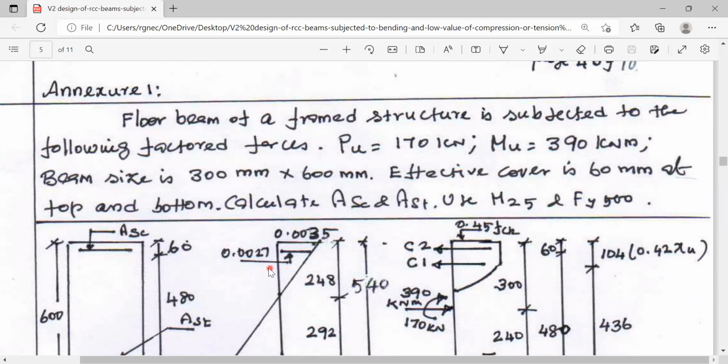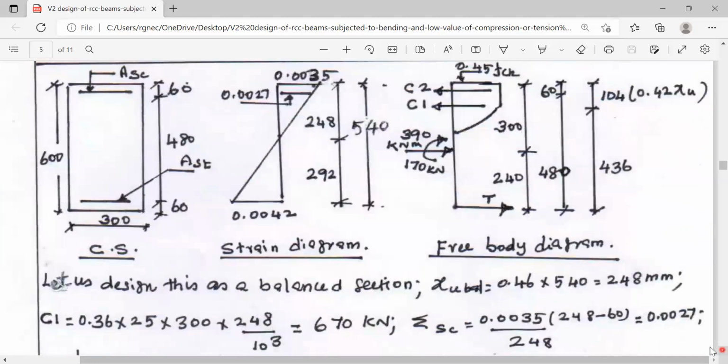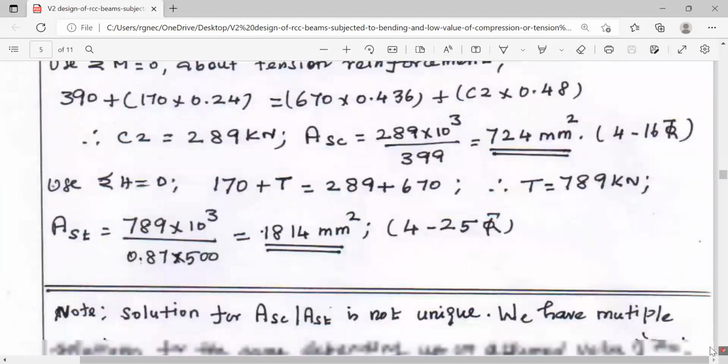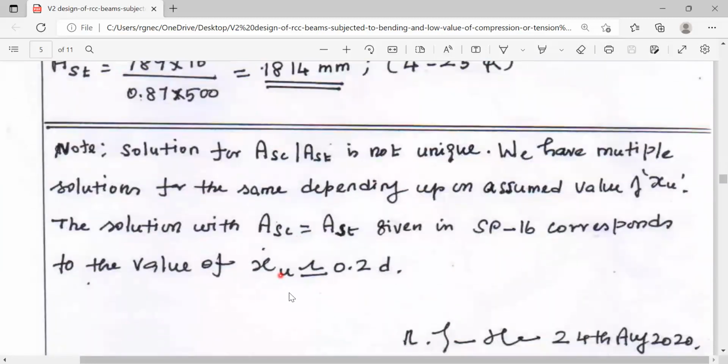When you are assuming XU in the range of 0.2D, the compression in concrete is less. Accordingly, the compression to be carried by the reinforcement is more. Correspondingly, the reinforcement in the compression zone increases. As a result of which, you will get compression reinforcement steel and tension reinforcement steel both equal when you are assuming it in the range of approximately XU equal to 0.2D. For this, I have given one example, which I am quoting in the following reference material.